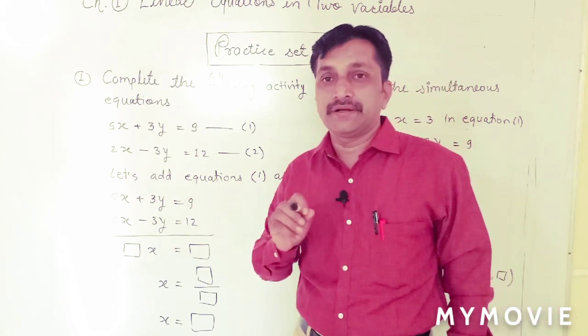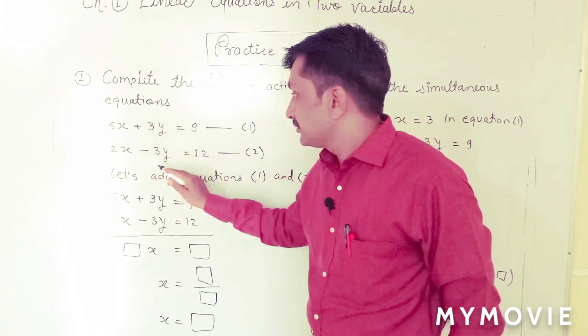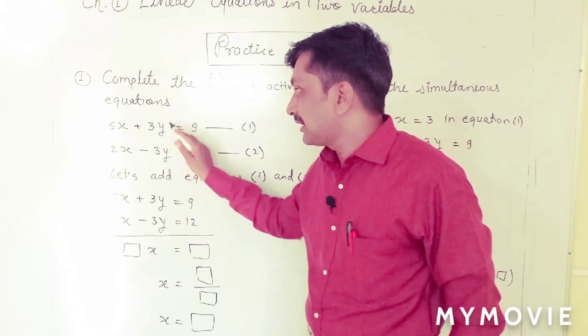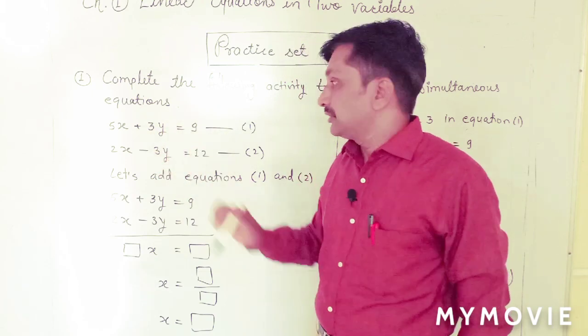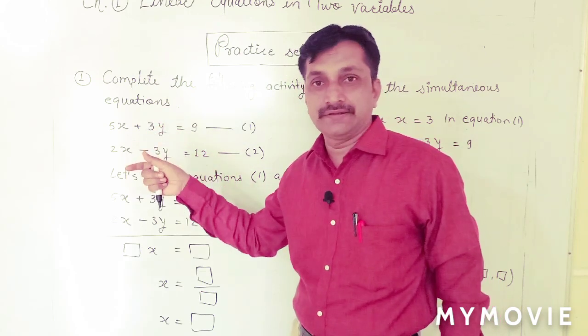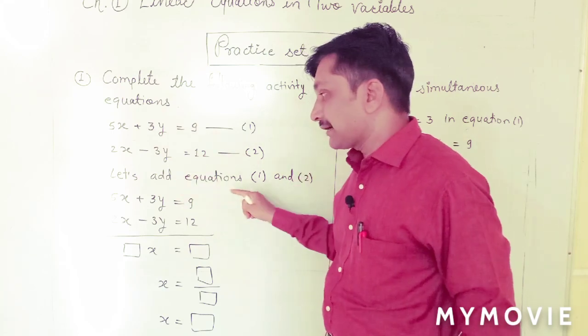Why do we have to add? We have to add because here is 3y and here is also 3y, and their signs are opposite. That's why we have to add them. If the signs are the same, then we have to subtract. Here the signs are already opposite, that's why we add them.